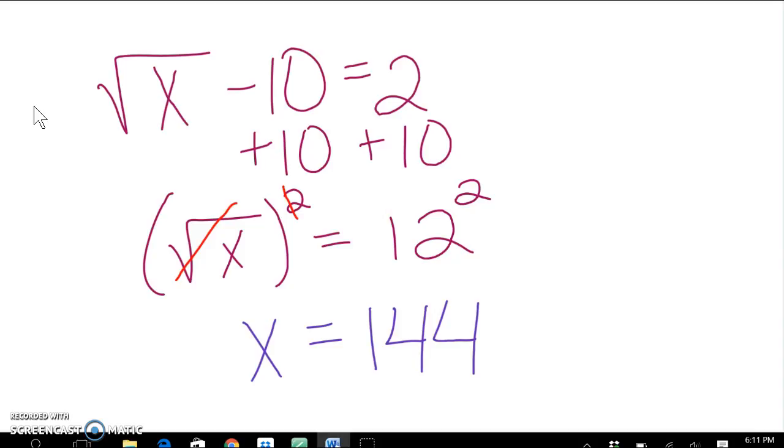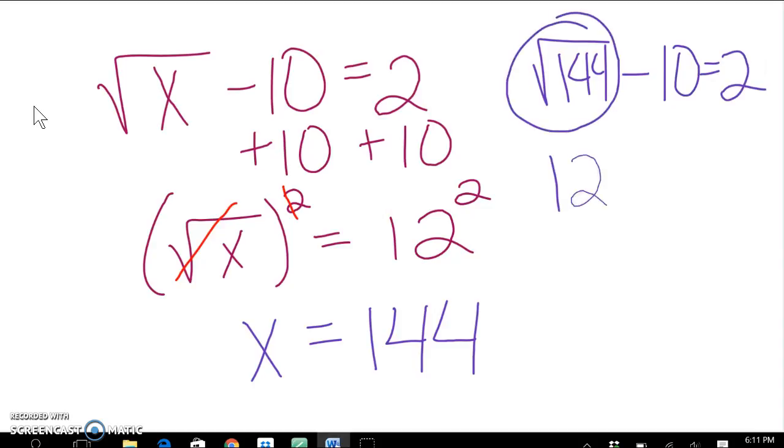So I'm going to take 144. When I plug it back in up here for the x, I get square root of 144 minus 10 equals 2. Square root of 144 is 12 minus 10 equals 2.